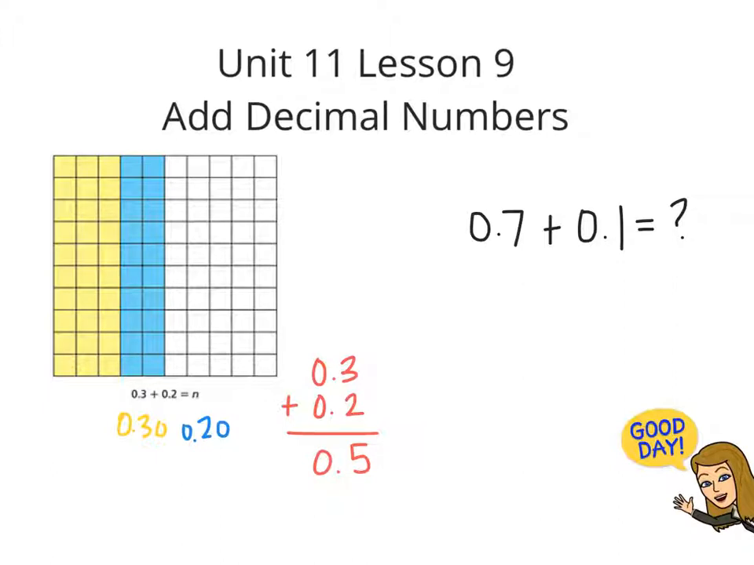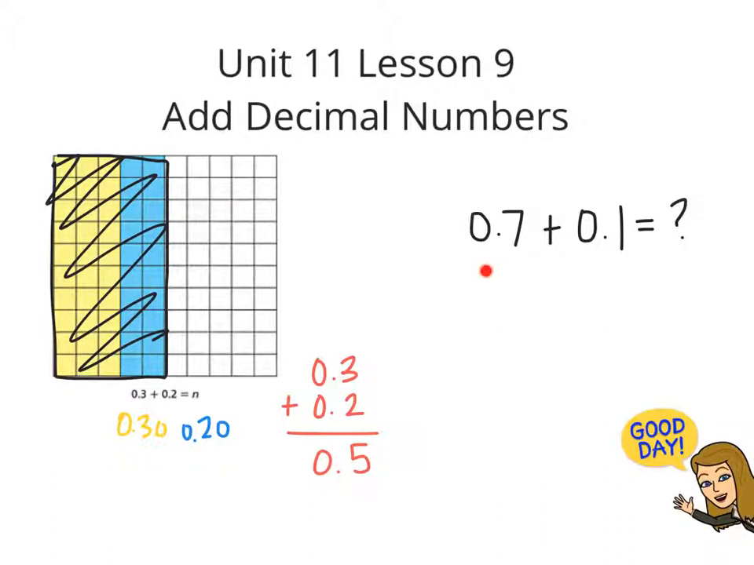So you can see, doing the calculation, and also visually, that adding 3/10, otherwise known as 30 hundredths, plus 2/10, or 20 hundredths, ends up equaling 50 hundredths, or 5/10 altogether.